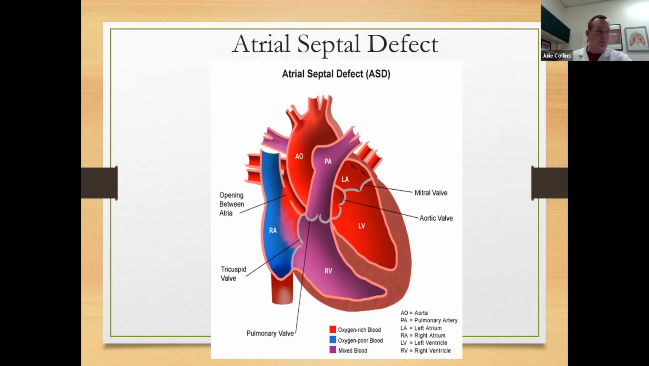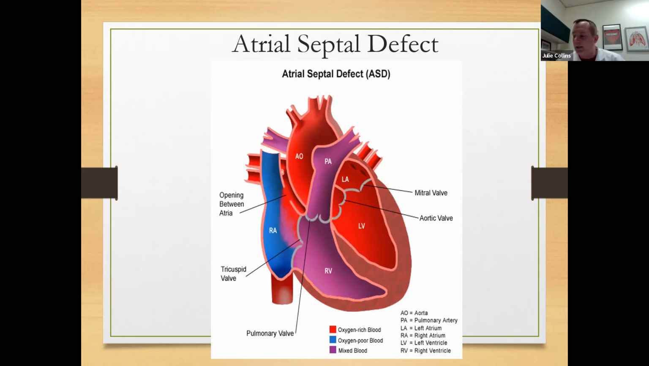So good answer on the primum, where it's associated with a partial AV canal and mitral valve cleft. Sinus venosus ASD is associated with PAPVR. Okay, and the primum and the sinus venosus will not close on their own, and they will need surgical intervention.